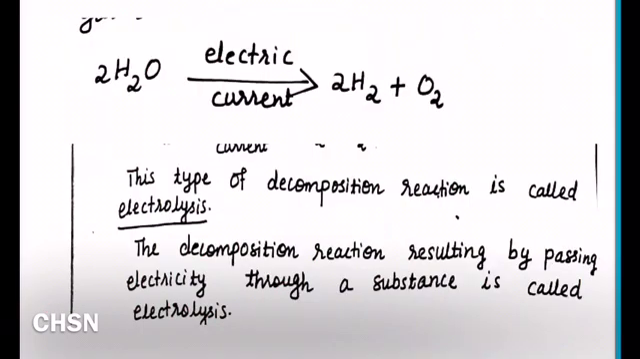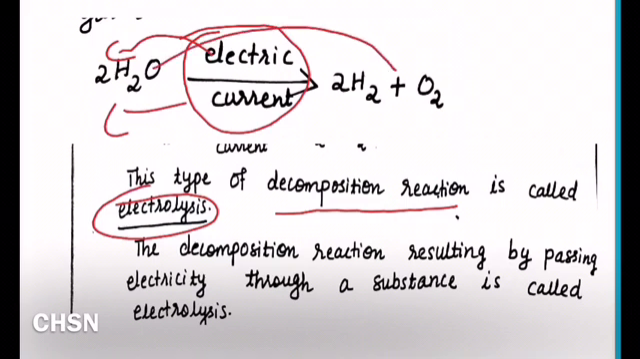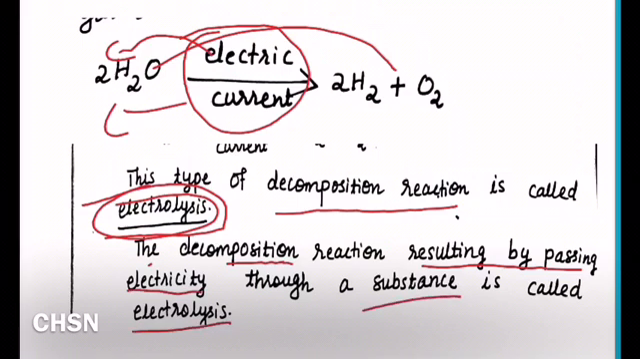So this type of decomposition reaction is called electrolysis, because for this reaction we need the condition of electric current. We have to pass electricity through water, then only the decomposition of water takes place. So this type of decomposition reaction is called electrolysis. So what is the definition of electrolysis? The decomposition reaction resulting by passing electricity through a substance is called electrolysis.